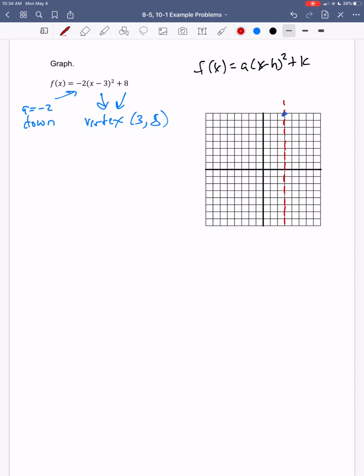Right there. So I'm going to pick two x coordinates on the same side of this axis of symmetry. So what do we have here? y = -2(x - 3)² + 8. All right, so we've got x = 3 at my vertex, and so if I go to the right, I'm going to get x = 4 and x = 5.